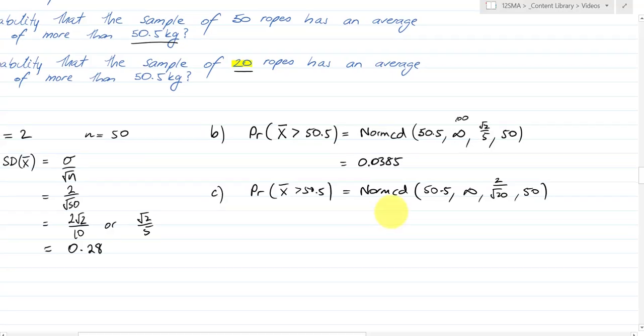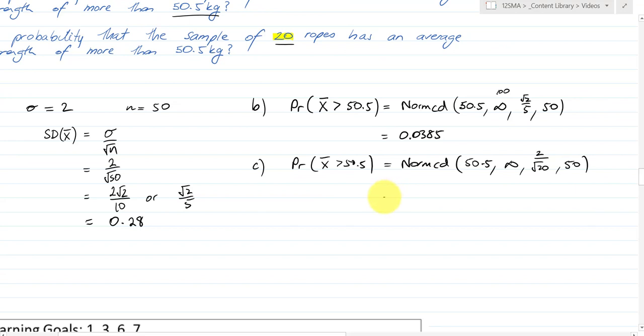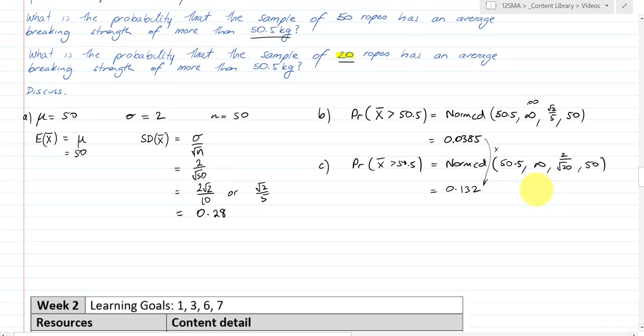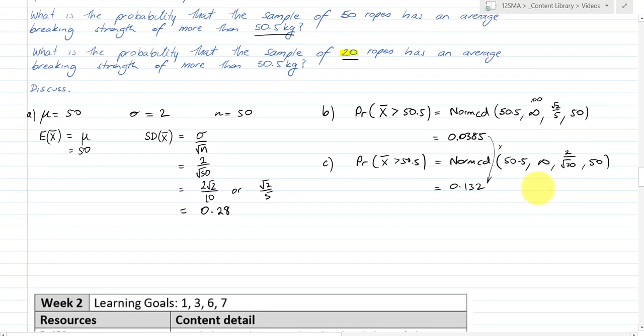0.132, which is about 4 times bigger than this. So we've got a 4 times increase in probability. Now, there's no general relationship between probability and sample size in terms of multiple increases, but that's the case here, and that's a comment you can make.